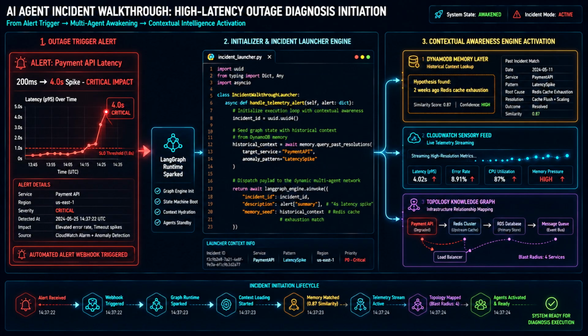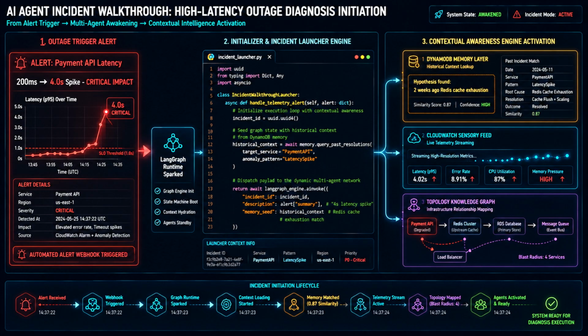An alert is triggered. Payment API latency has suddenly increased from 200 milliseconds to 4 seconds. Customer transactions are slowing and business impact is rising. The alert automatically triggers a new graph execution. The planner agent receives the incident description and decomposes the investigation into tasks. The retriever begins collecting CloudWatch metrics, recent deployments, incident history, and operational runbooks.